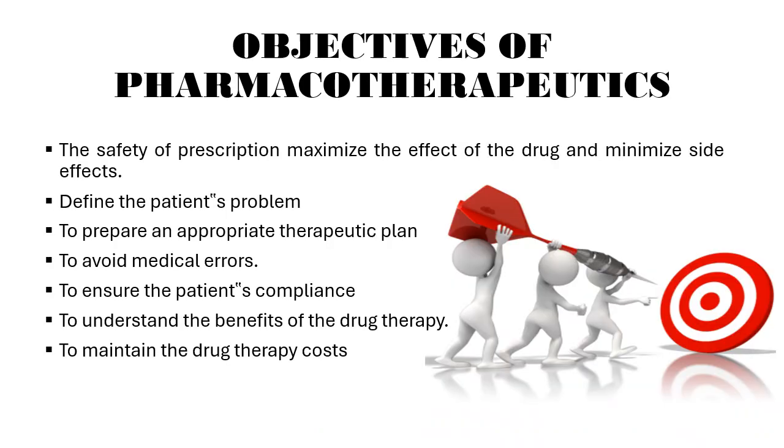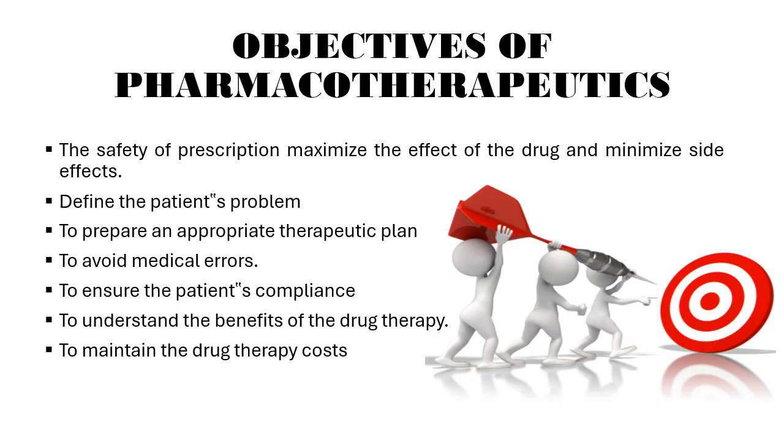Now, what are the objectives of pharmacotherapeutics? Why is it important? It is important for the safety of prescription, so that the side effects can be minimized. We know what exactly the patient has, and based on that only we are giving the medicine. Next is, what is the patient's problem? So we understand what the diagnosis is and what exactly he is having, to prepare an appropriate therapeutic plan. I'll explain in the next slides what this therapeutic plan is.